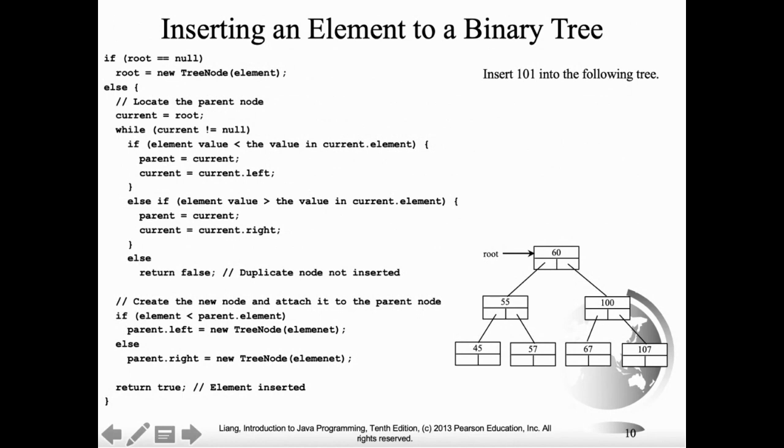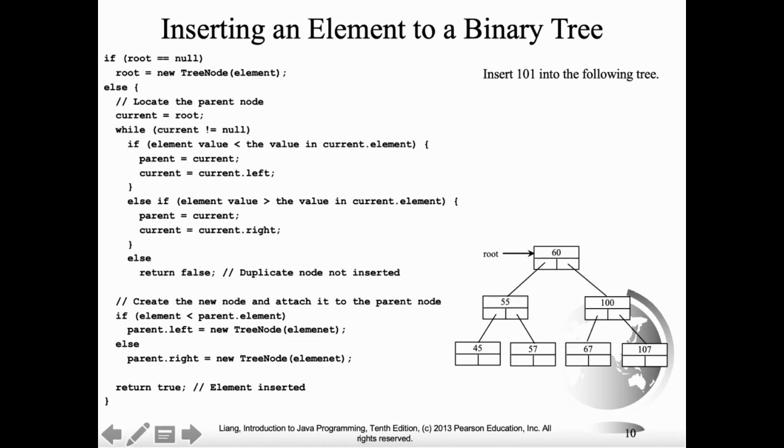And now we want to insert 101 into this tree. As we insert it, we want to make sure that the properties of the binary search tree are maintained. So we are always going to start from the root. So 60, 101. 101 is bigger than 60, so definitely it has to go to the right. So we go to the right.